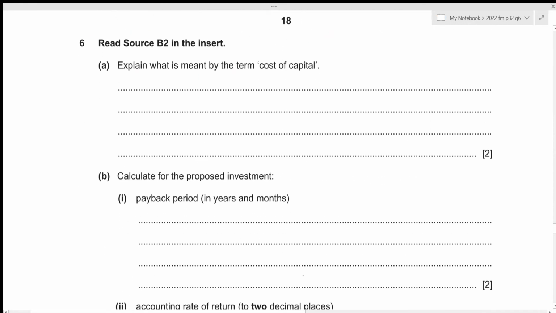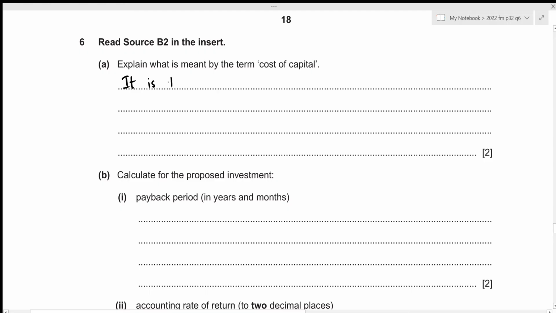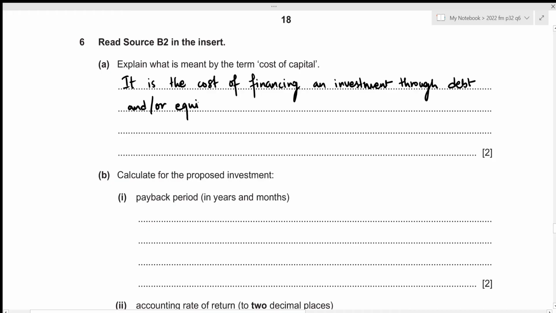Let's write it down. It is the cost of financing an investment through debt and or equity, and it is also the minimum rate of return for an investment. This concludes the first part. Let's move towards the second one.